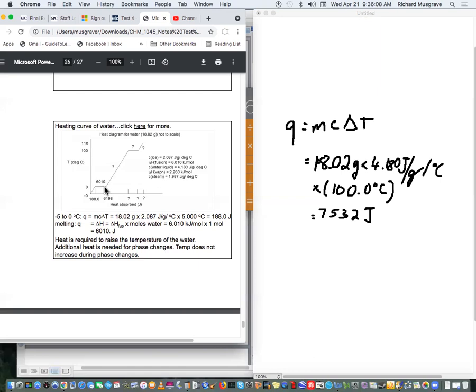But here's the most important point. As it is turning into a liquid, the temperature of the water is not going up. I'll say it again. As the solid water is turning into a liquid, its temperature is not going up. All the energy is going into the phase change.